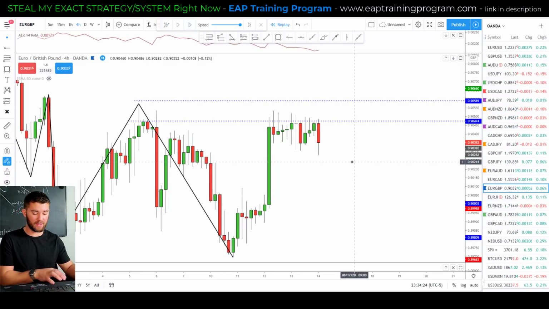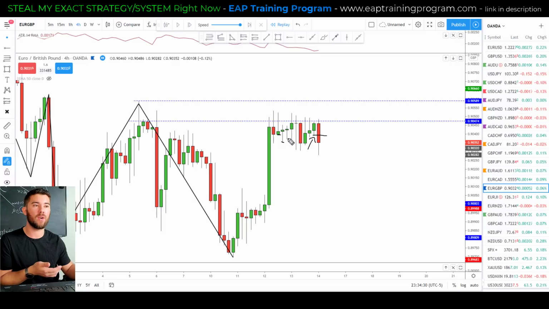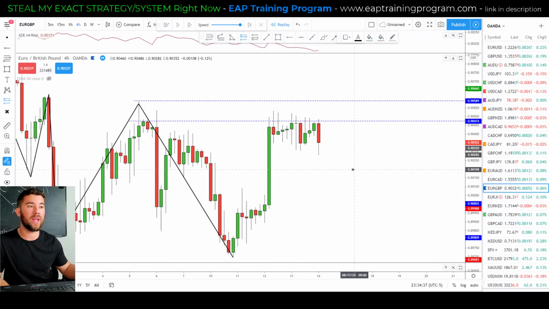And there we go. Finally, at this level, we now have a candle that closes below the low of the previous candle. If you look back here, we don't have that at all until right here. So that would be our entry candle. We'd be going short on that candle.